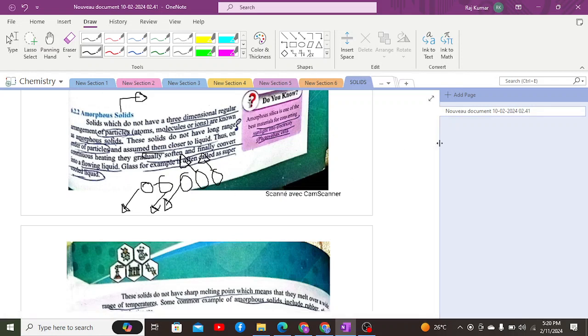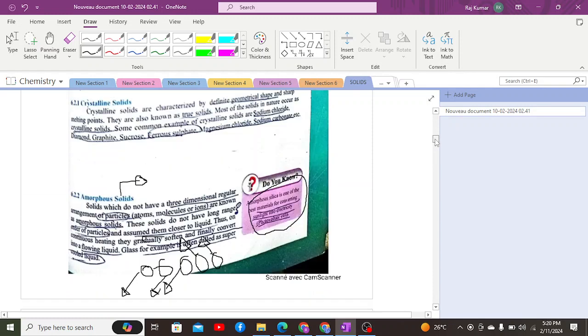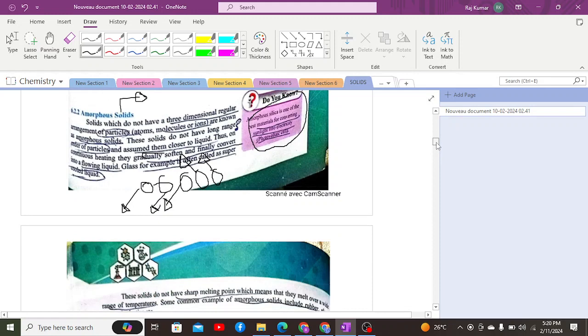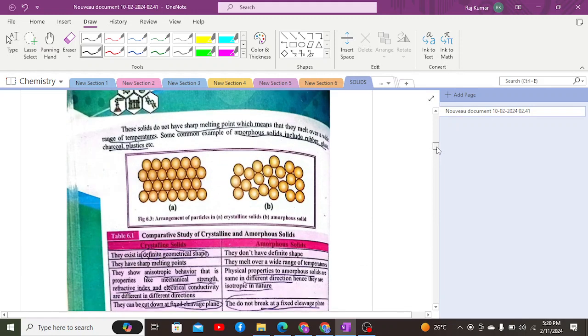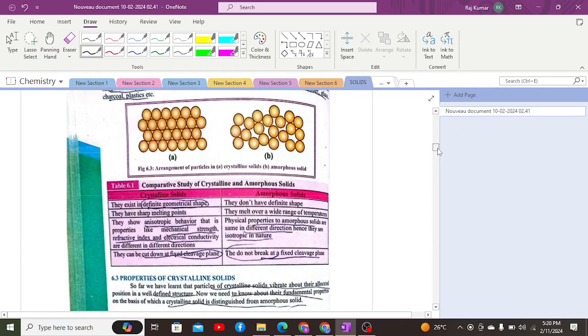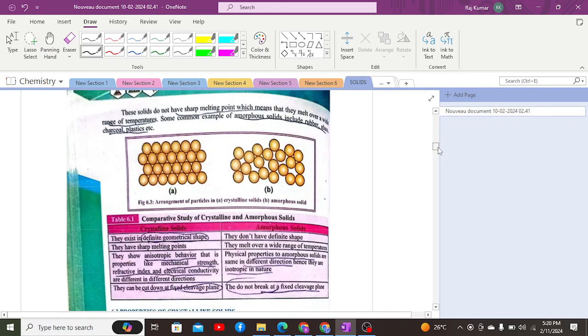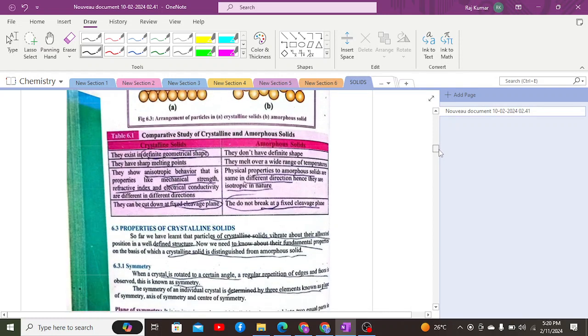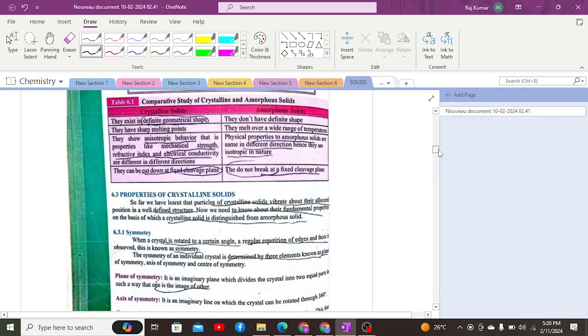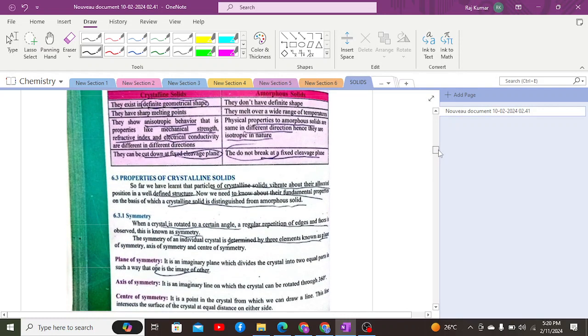Moreover, amorphous silica is one of the best. Let's read this as well. Amorphous silica is one of the best materials for converting sunlight into electricity, because it is a pseudo solid. So in that case, this is helpful. Moreover, when it comes to differences between both of them, crystalline solids exhibit geometrical shape, they have a sharp melting point, they show anisotropic behavior.